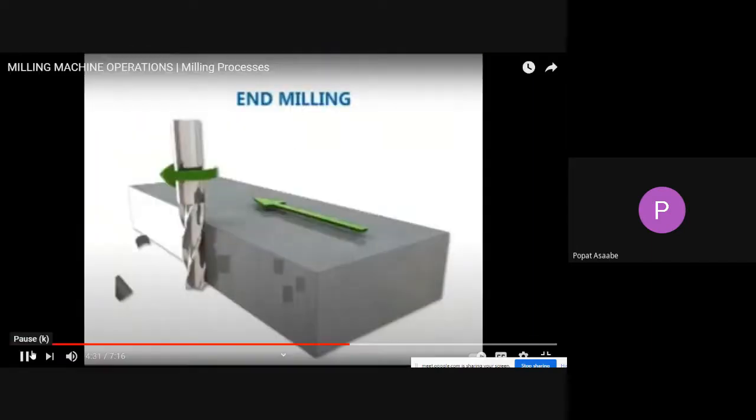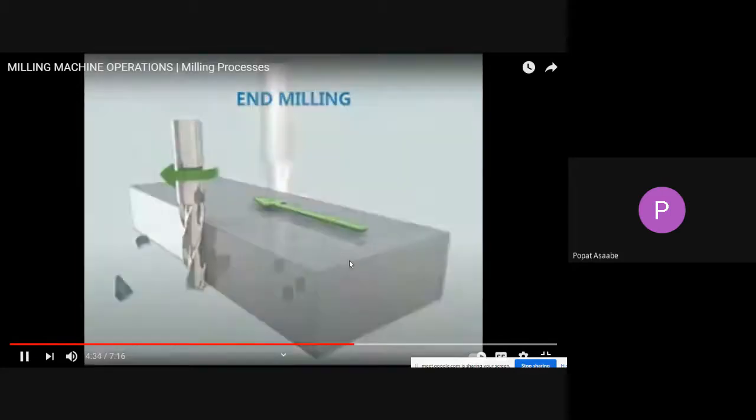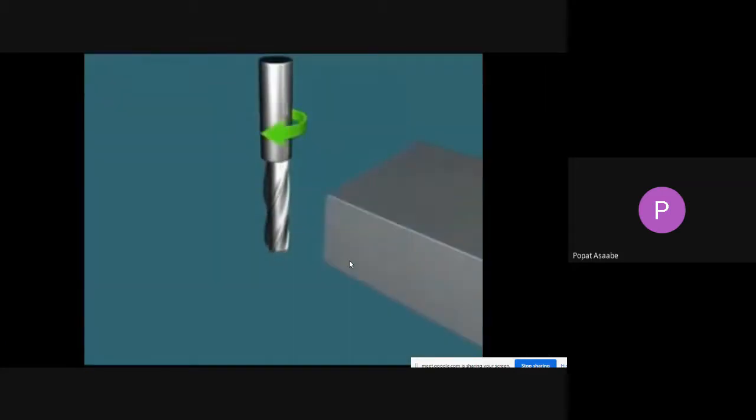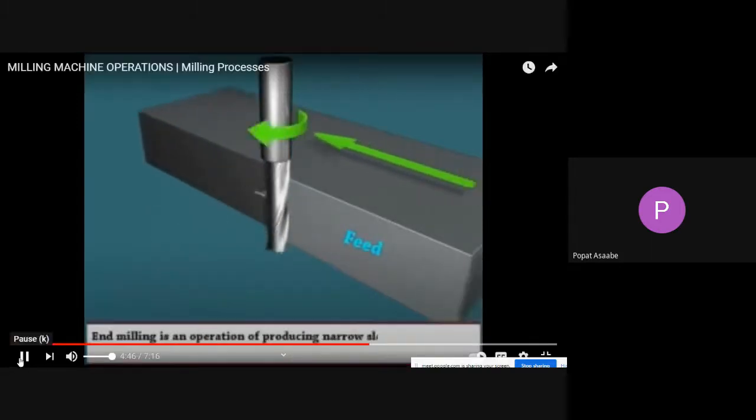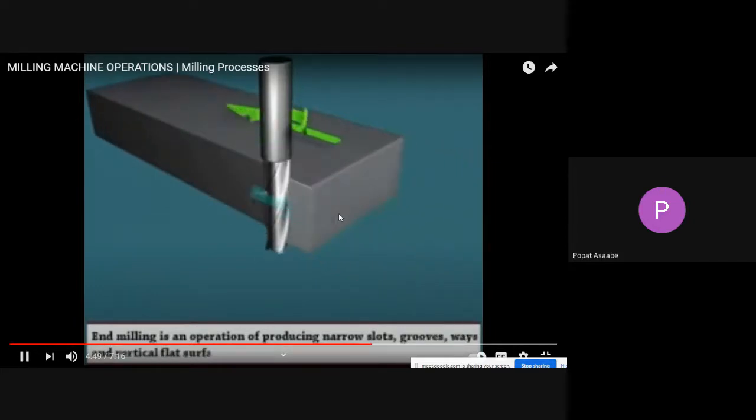See, this is the end milling. With end milling, we can produce the flat surface on the workpiece, whether it is horizontal, vertical, or at any particular angle. This is the end mill cutter. On the periphery cutting edges are there, and at its bottom cutting edges are also there.